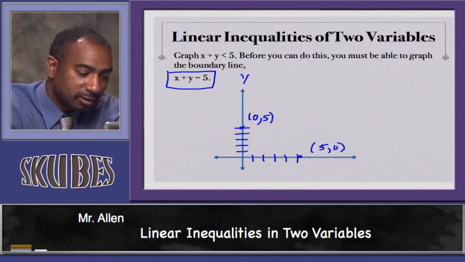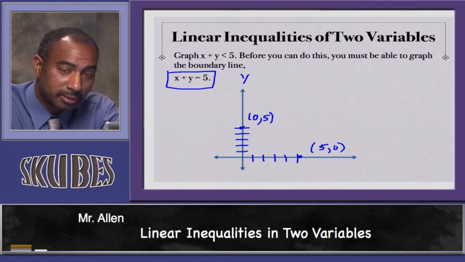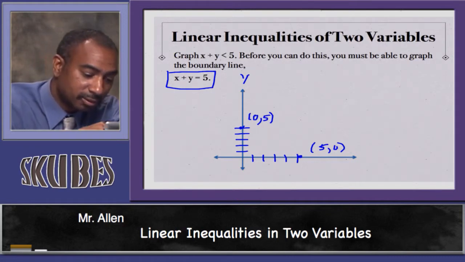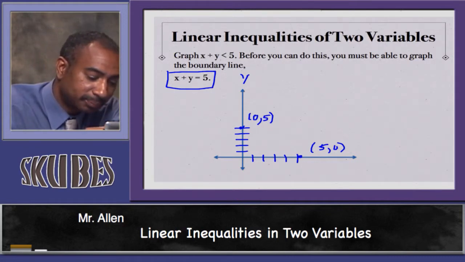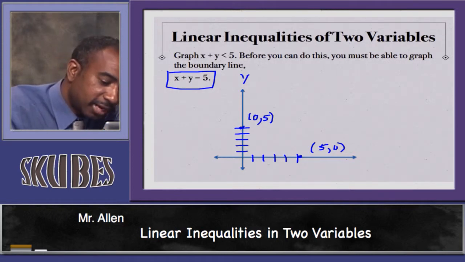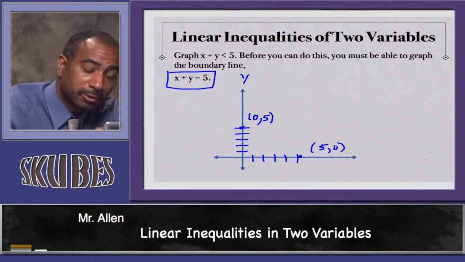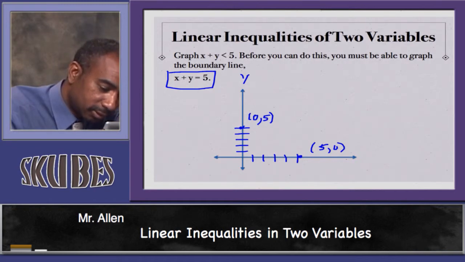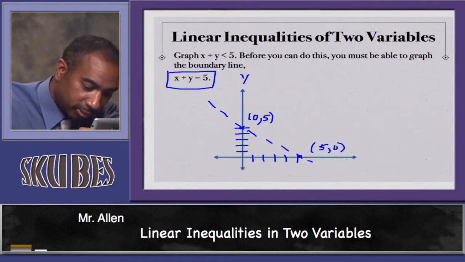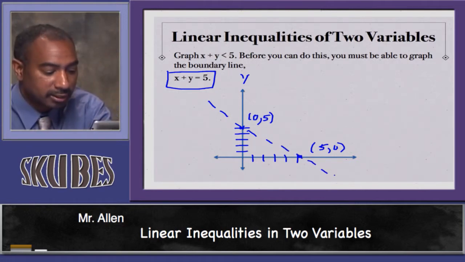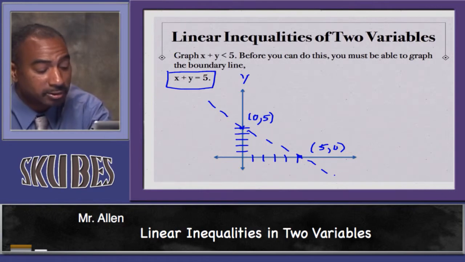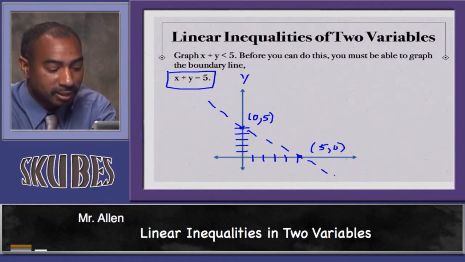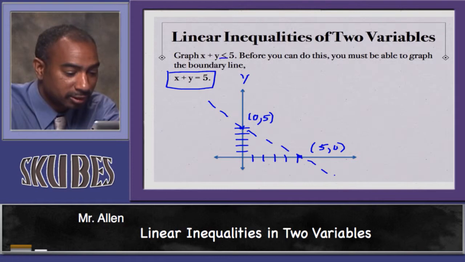But now, be careful. This says all numbers that add up to 5 have to be less than 5. So we're not including points that add up to 5. So you're going to make a dashed line. That's similar to the open circle on the number line. You're not including points on this line. Solid line means you include the points, but you're not including points that add up to 5 because this is strictly less than.